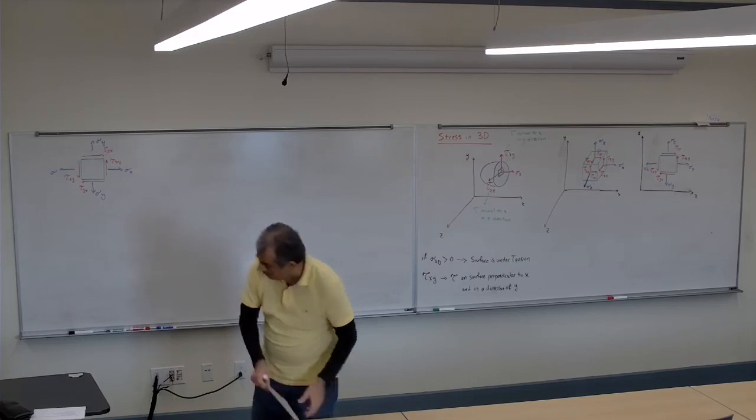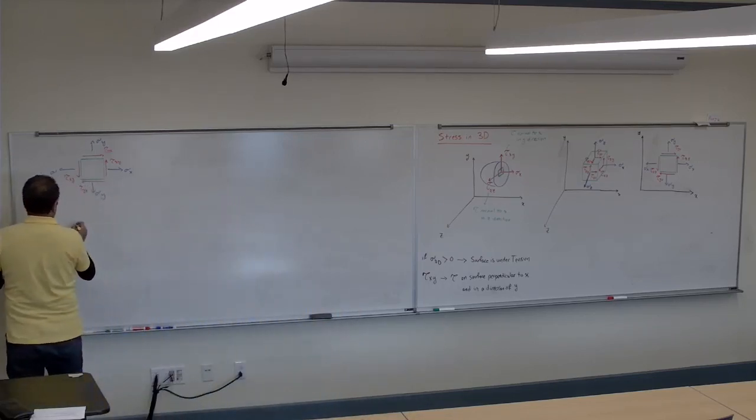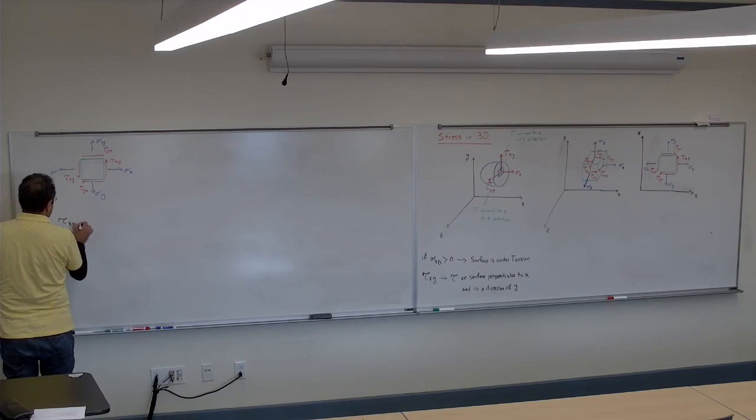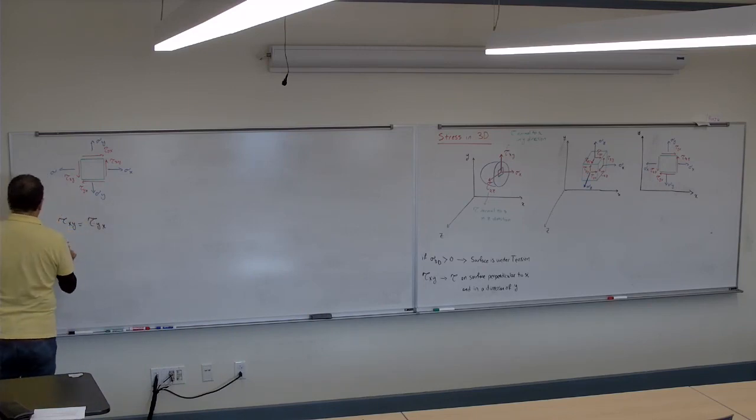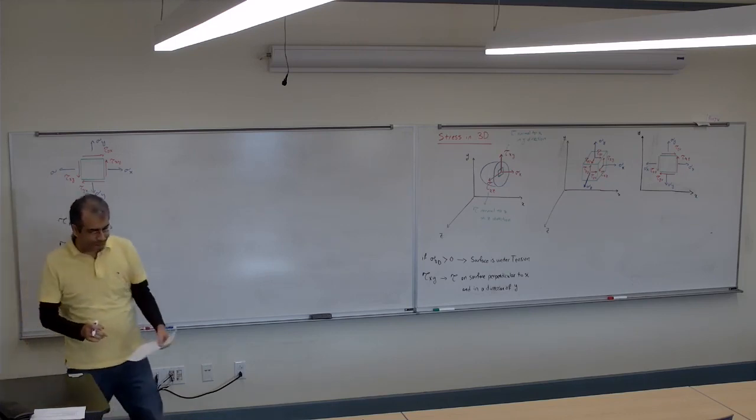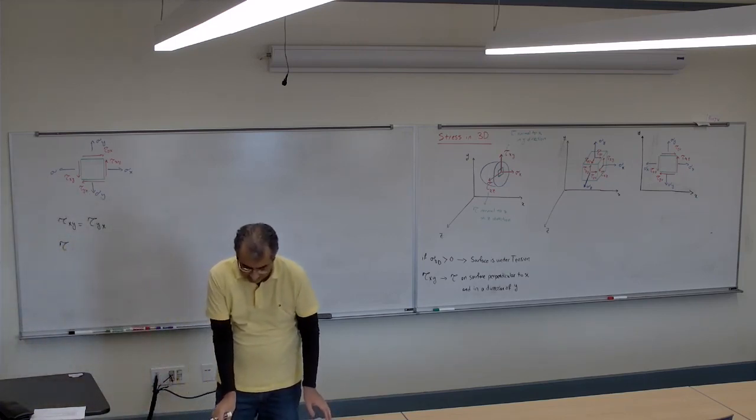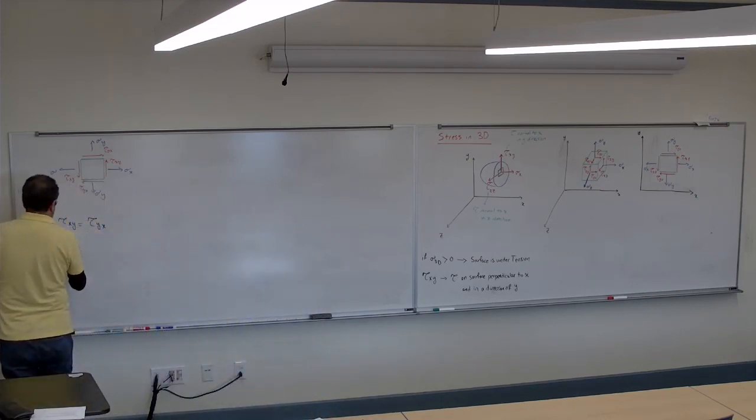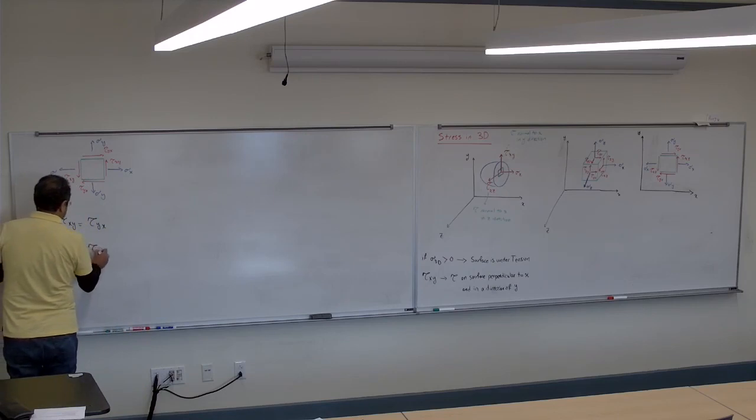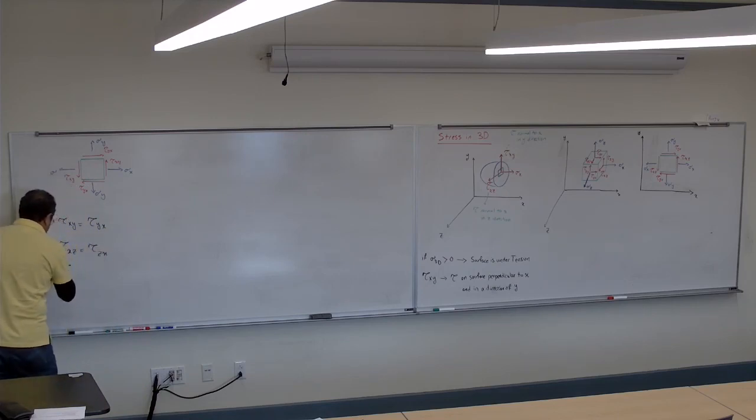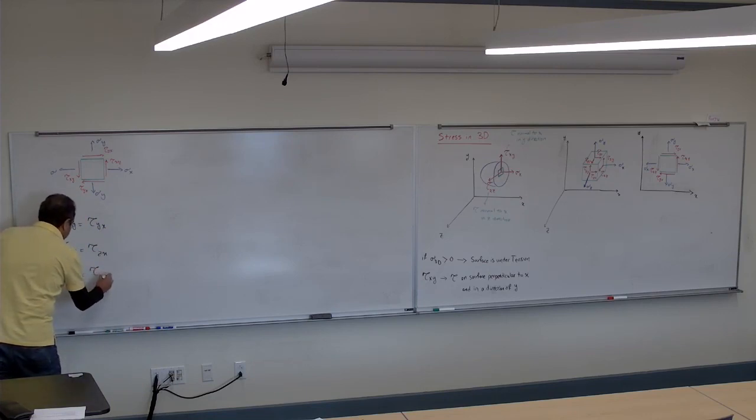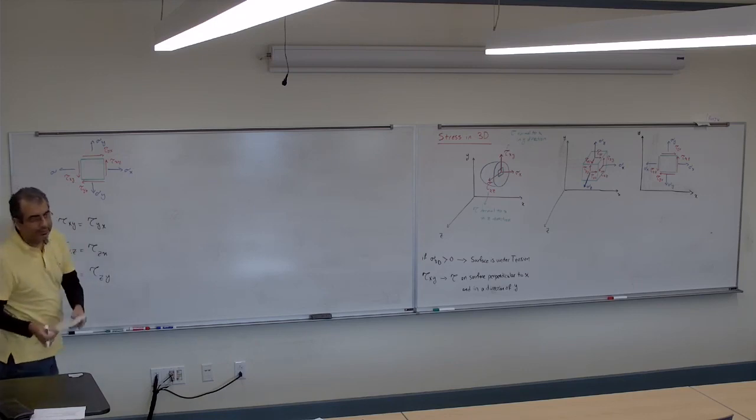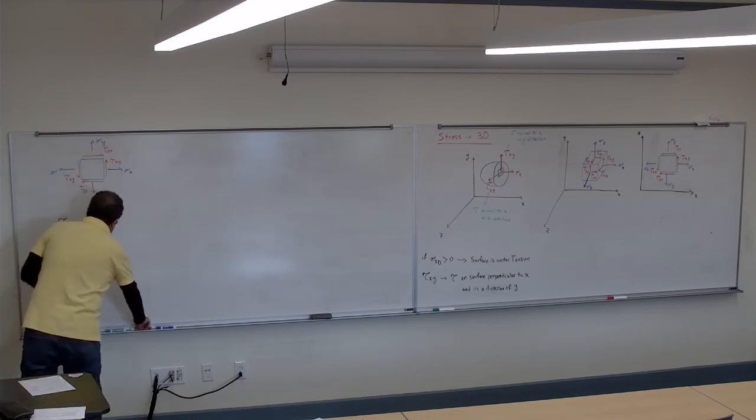So based on that, the tau xy should be equal to tau yx, and the tau xz should be equal to tau zx, and the tau yz should be equal to tau zy. That's the only way that it does not rotate. In any other way, it will spin.